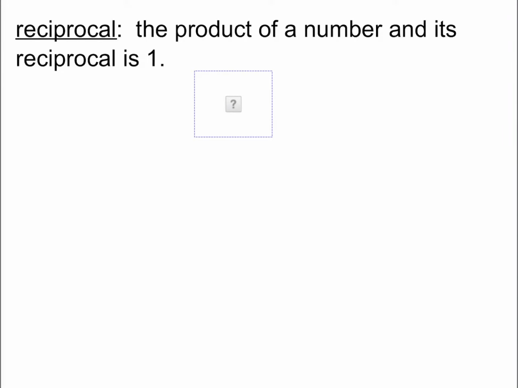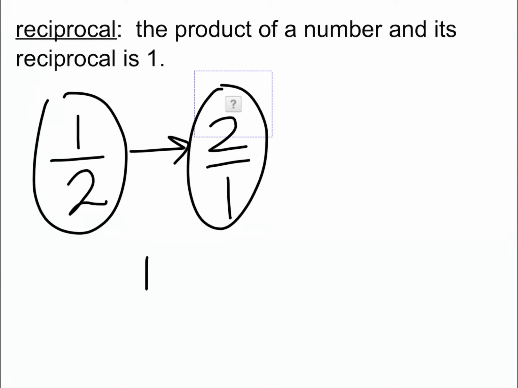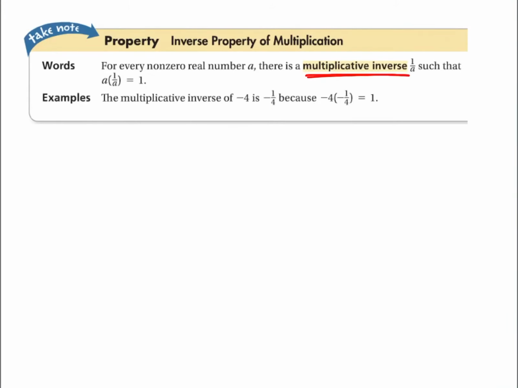Okay. Reciprocal is your next vocab word. Meaning the product of a number and its reciprocal is 1. All right, that doesn't explain reciprocal very well. Reciprocal is when you flip something. So if I have the fraction 1 over 2, its reciprocal is 2 over 1. What this definition is saying is that if I take this number and its reciprocal and I multiply them together, no matter what, I'm always going to get 1. Any product of a number and its reciprocal is always going to be 1.